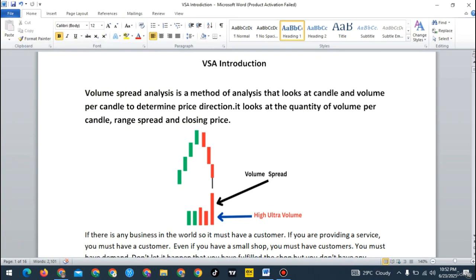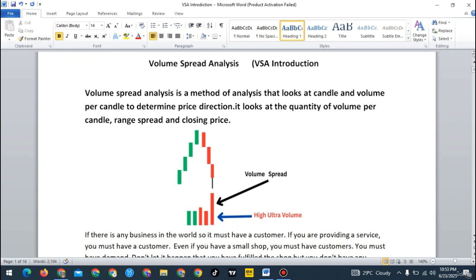Today, our lesson is VSA Introduction: Volume Spread Analysis. What I say, volume spread analysis. Okay, got it. It's a very important lesson.